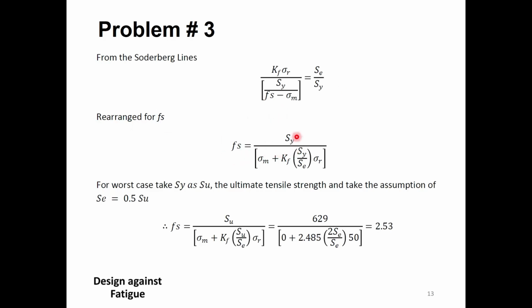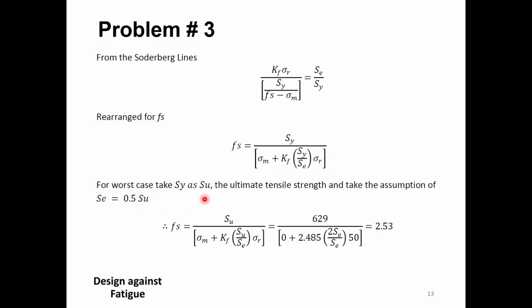So the factor of safety is the yield strength of the material divided by the mean stress, which is 0, plus the fatigue stress concentration factor, based on the notch sensitivity and the stress concentration factor found from the chart, multiplied by the yield strength of the material over the endurance limit, or the endurance strength of the material, multiplied by the reversed stress.